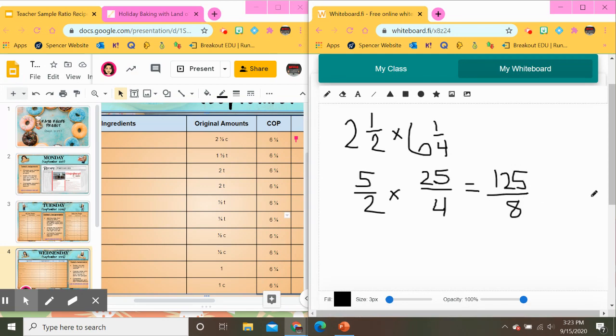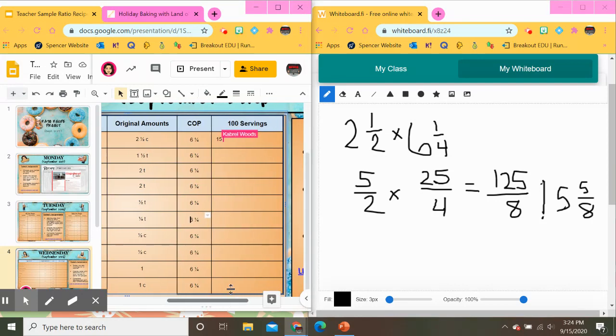Now this is a kind of large improper fraction, so we've got to figure out how many times 8 goes into 125. Let's see, 8 times 15 is what, 120? Yeah, 8 times 15 is 120, and I have a remainder of 5, so it'd be 15 and 5/8. So that's how we would get the answer to this one for 100 servings: 15 and 5/8.